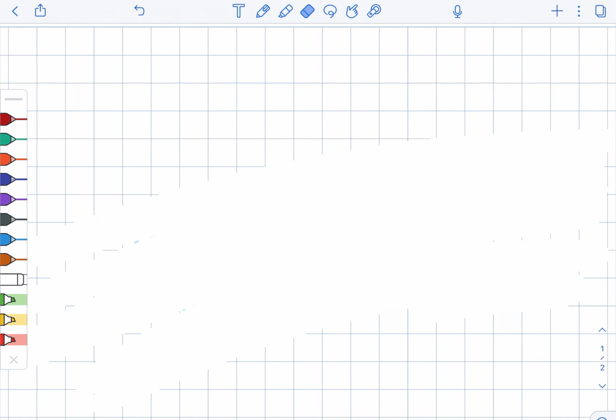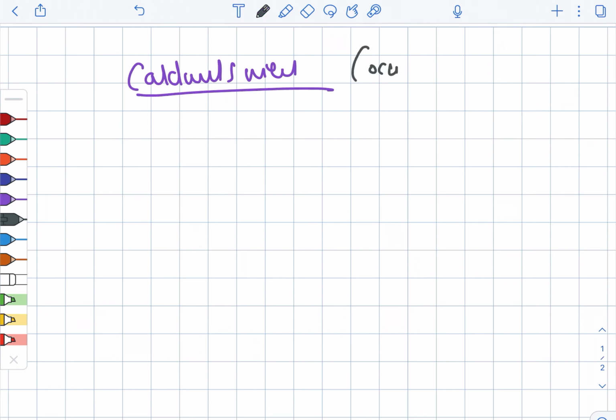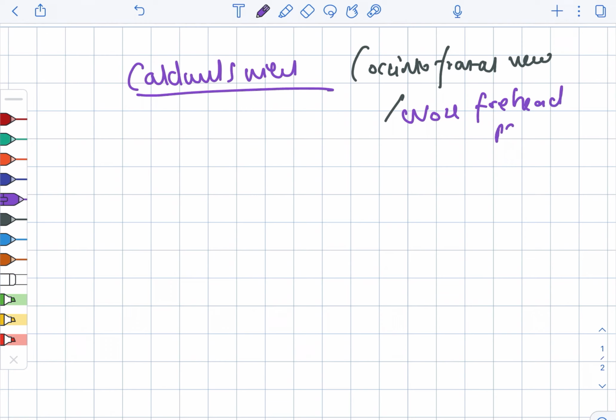Next, we are going to look at the Caldwell view. In case of Caldwell view, this is also done in the occipitofrontal view or the nose forehead position. And the angle here is 15 degrees.